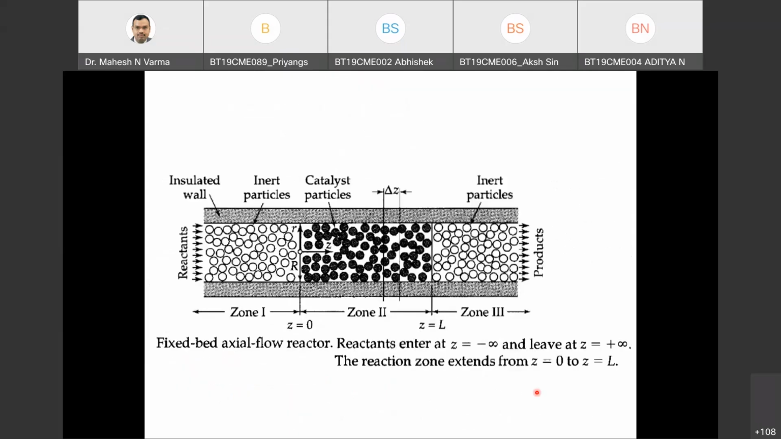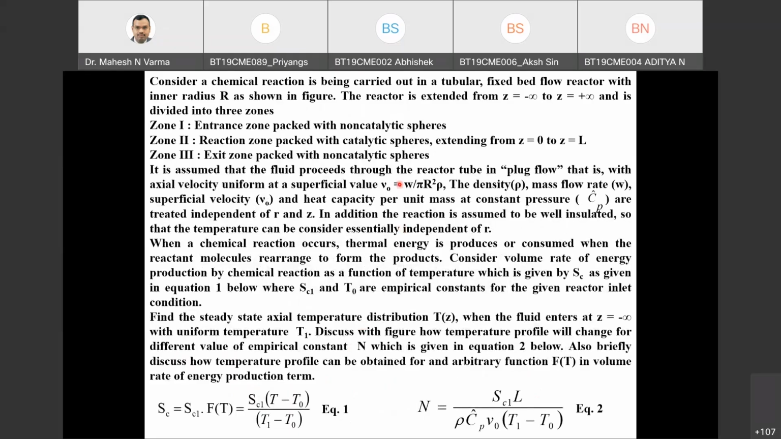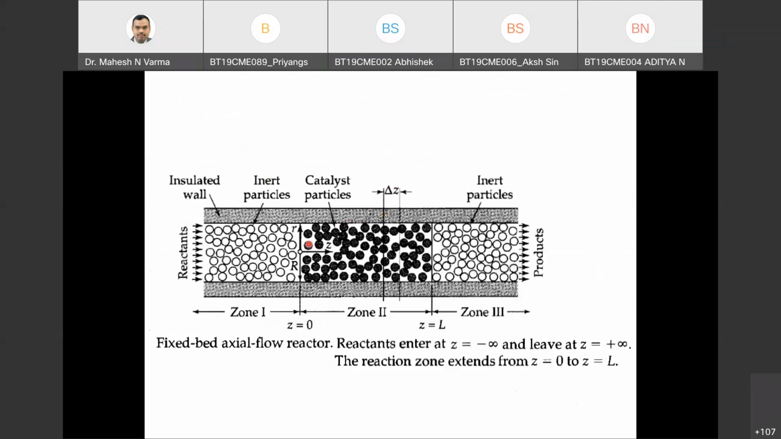Now we are trying for a temperature profile. We are not interested in the velocity profile. Moreover, this velocity is constant at V0. The superficial or average velocity is constant. It is given that velocities are constant, and we are interested in the temperature profile.